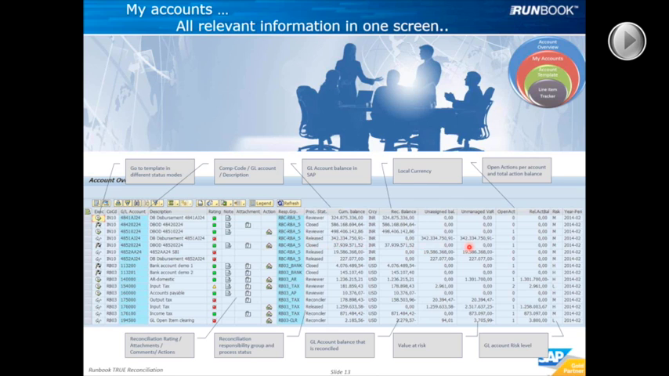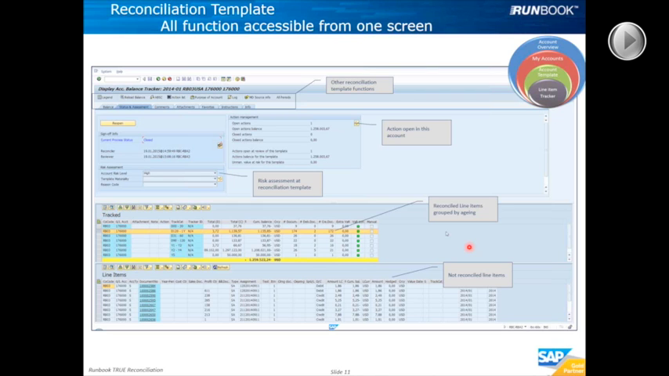If I then go into the template, in one overview I can see what has happened within that template. I can see, for example, that this template is closed. I can see who signed off on it as a reconciler or reviewer, and if there wasn't a risk assessment, I could see the risk assessment details.